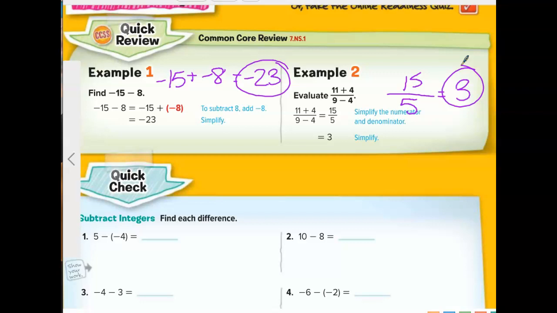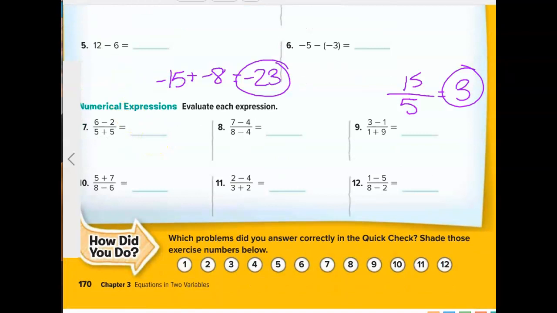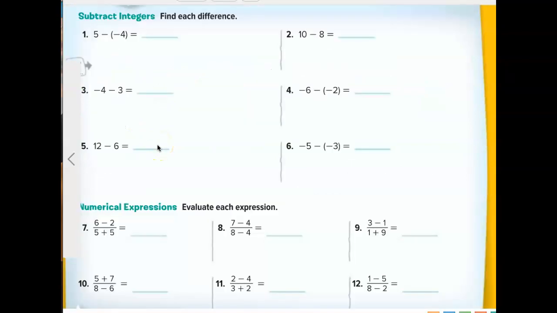No. Okay, I want you to do that quick check. When you're done, stand quietly, please. 1 through 12. If we disagree, make sure we stop somebody so that we can help fix it if needed.